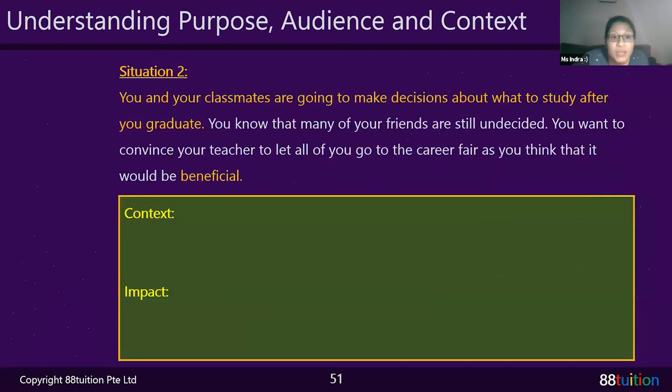Okay, students, now we have another situation. You and your classmates are going to make decisions about what to study after you graduate. You know that many of your friends are still undecided. Keyword being undecided. They have not decided what they want to do. You want to convince your teacher to let all of you go to the career fair, as you think that it will be very beneficial. You think that you can actually learn from it.